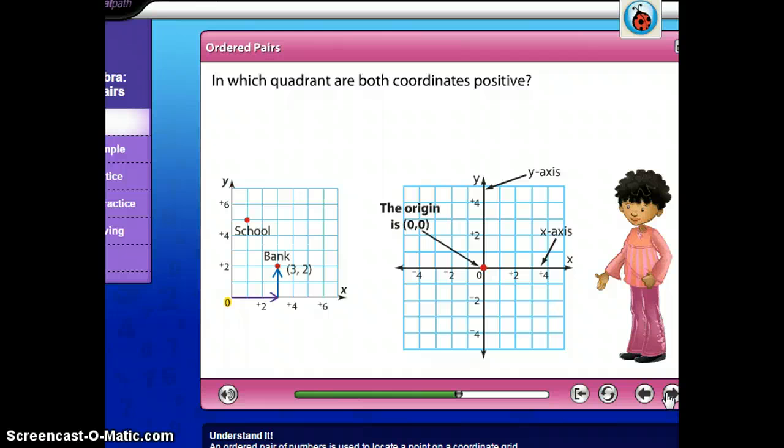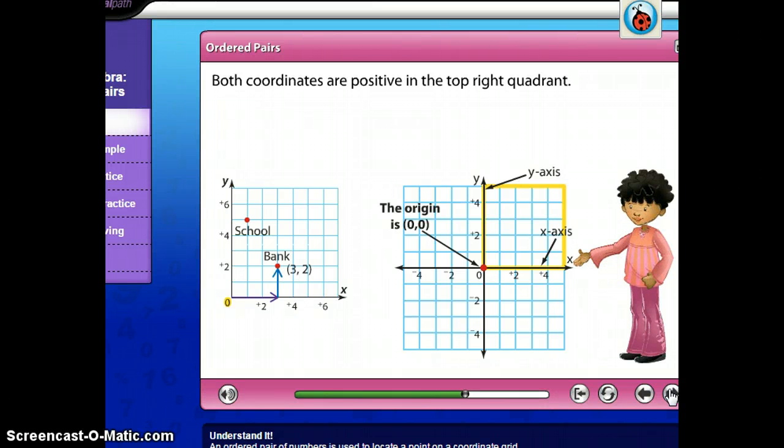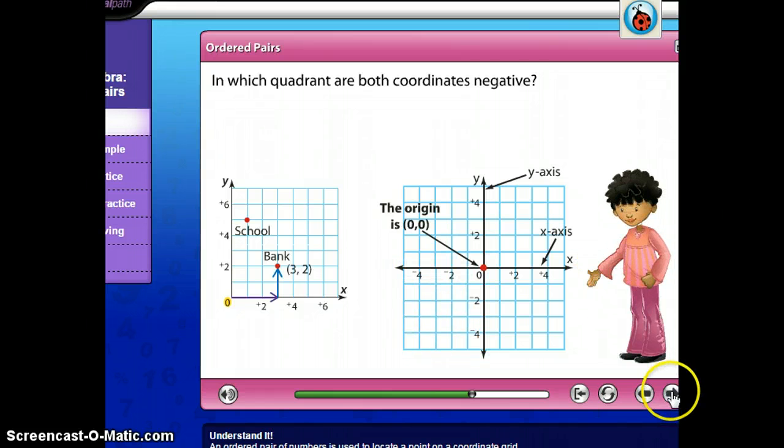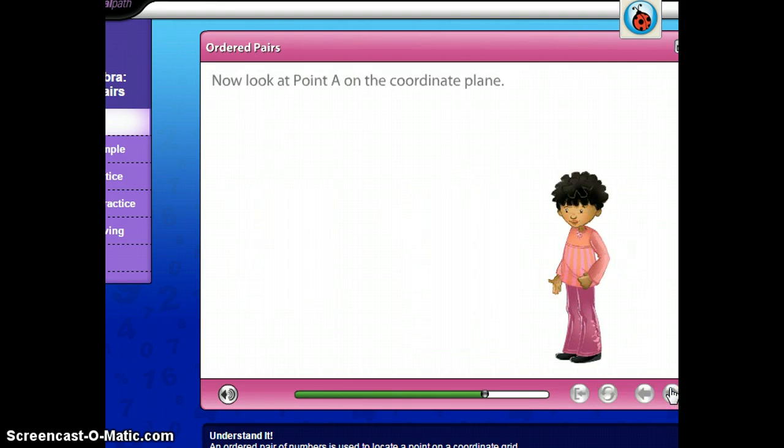If you have a point down here, your x is going to be negative and your y is going to be negative, both of them. And if you have something over here, your x is going to be positive, but your y is going to be negative. Both coordinates are positive in the top right quadrant. In which quadrant are both coordinates negative? We've already talked about that.